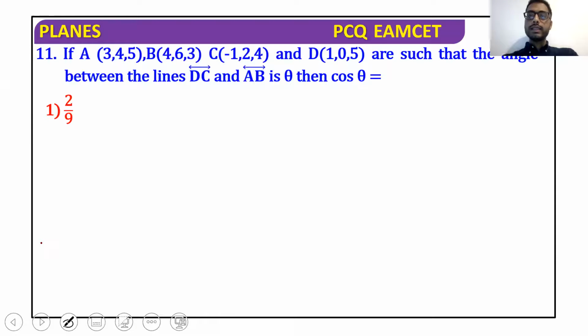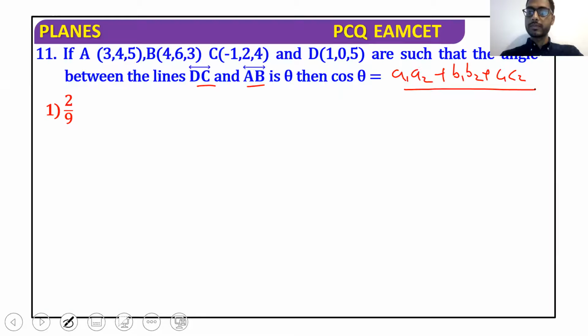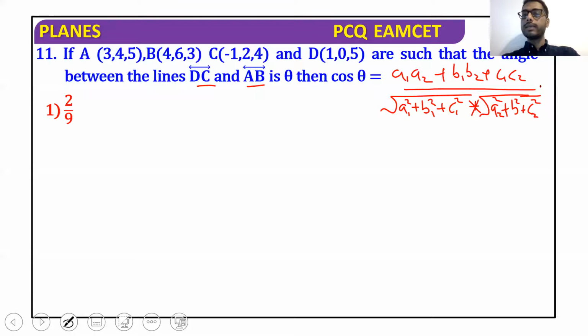If A, B, C, D are 4 points such that the angle between them is given as theta, then cos of theta is equal to what? Cos of theta I can find out by using this formula: A1 A2 plus B1 B2 plus C1 C2 upon under root of A1 square plus B1 square plus C1 square into A2 square plus B2 square plus C2 square. What I need is A1 B1 C1 and A2 B2 C2.